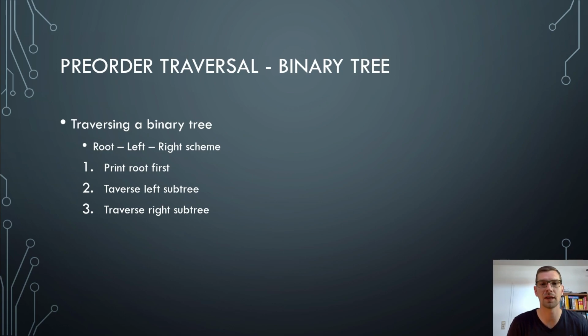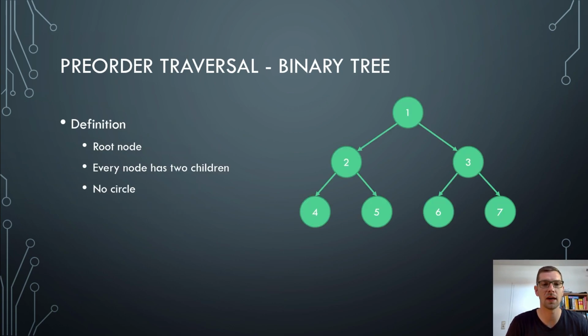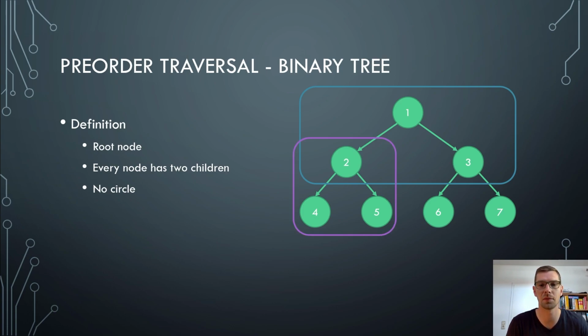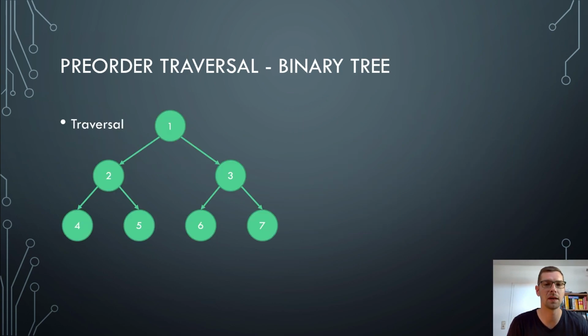Well, if we have a look at an example, then we have at first our tree here, that is 1, 2, and 3. And with a recursive definition, we always find that every tree has a root node and it has 2 children. So we have the left subtree here, that is 2, 4, and 5, and the right subtree here, the 3, 6, and 7.